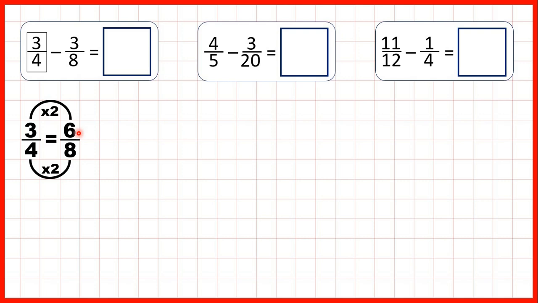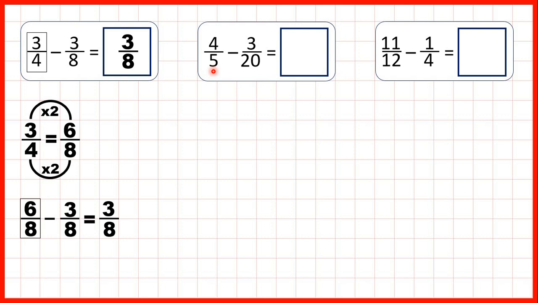So, now that we know that 3/4 is equivalent to 6/8, we can rewrite our question. Instead of writing 3/4, we can write 6/8 minus 3/8, because we've seen that 3/4 is equivalent, so has the same value as 6/8. So now our denominators are the same, so we keep the denominator the same in our answer, and 6 minus 3 is 3, so our answer is 3/8.